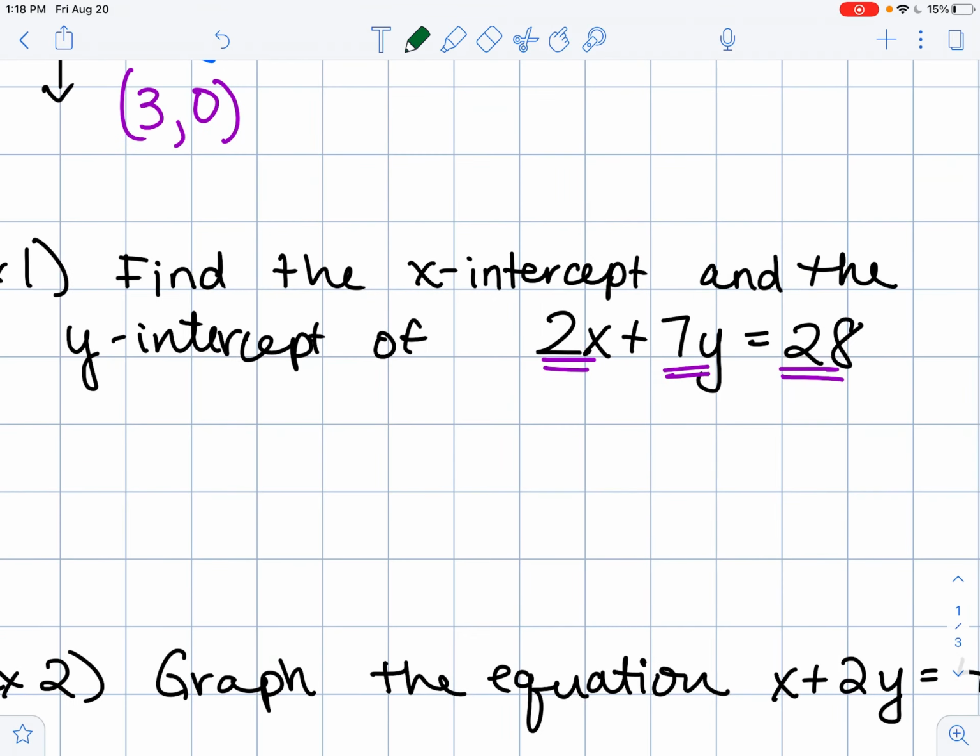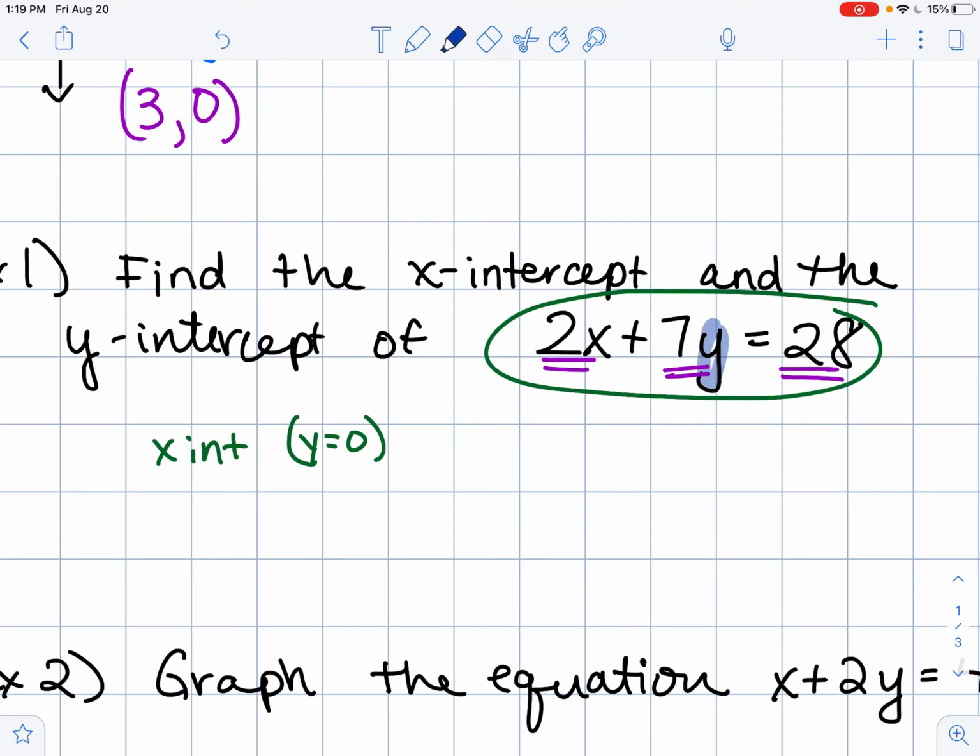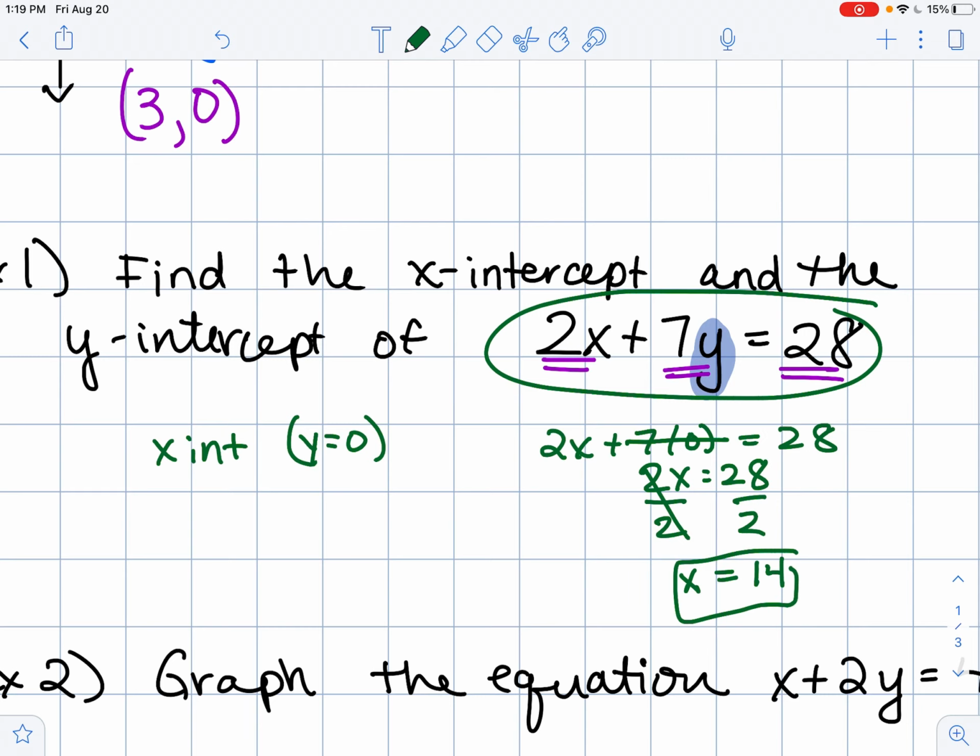So if I'm going to look for the x-intercept, I'm just going to write down that's when y equals 0. So if I take this function, and I take y, and I plug in 0, that tells me that 7 times y, when it's 0, is just 0. So I end up with 2x equals 28. I can solve for x by dividing by the 2, and we get the x-intercept is 14.